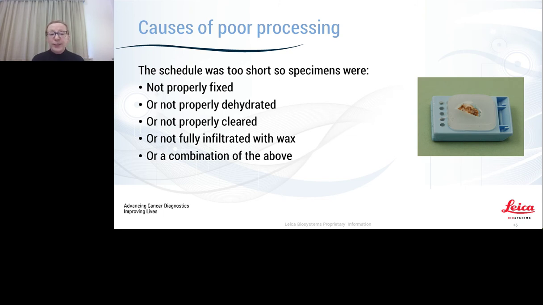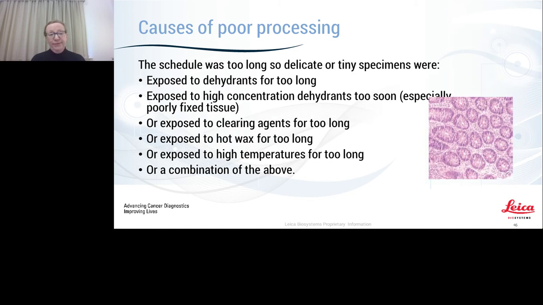The schedule was too short, so specimens were not properly fixed or not properly dehydrated, not properly cleared, not fully infiltrated with wax, or a combination of all of the above. The schedule was too long. So tiny or delicate specimens were exposed to dehydrants for too long, or exposed to a higher concentration of dehydrants too soon. And this is particularly important when you have poorly fixed tissue. As you saw earlier in the presentation, if the tissue is fixed in ethanol rather than formalin, it causes a great deal of shrinkage and really a completely different picture. You could be exposed to clearing agents for too long, exposed to hot wax for too long, high temperatures for too long, or a combination of all of the above.